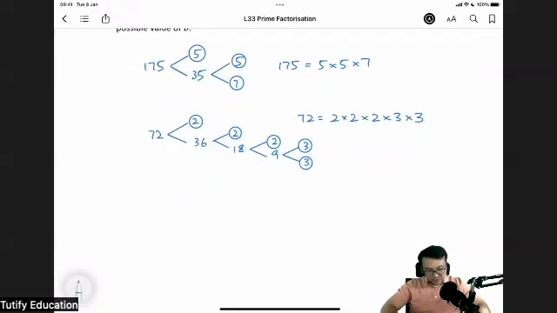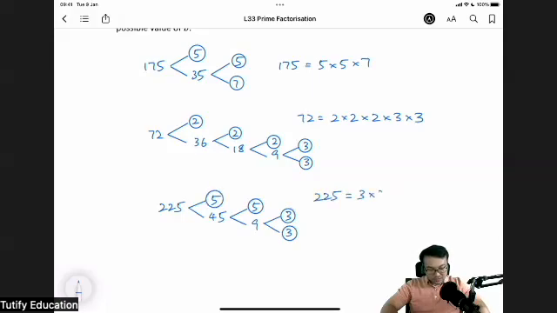Now let's move on to the next one, which is 225. If I split this up, I'm going to divide it by 5. 5 times 45 is 225. 5 times 9 is 45. 3 times 3 is 9. So now I've split everything up. And I'm going to write this down: 225 equals 3 times 3 times 5 times 5.